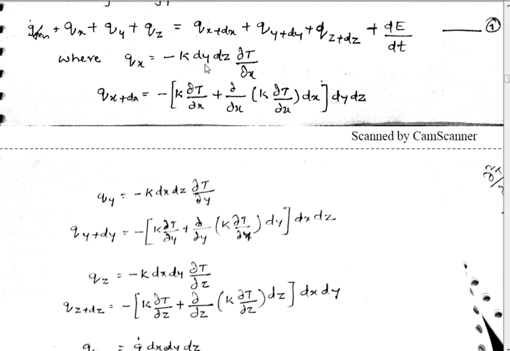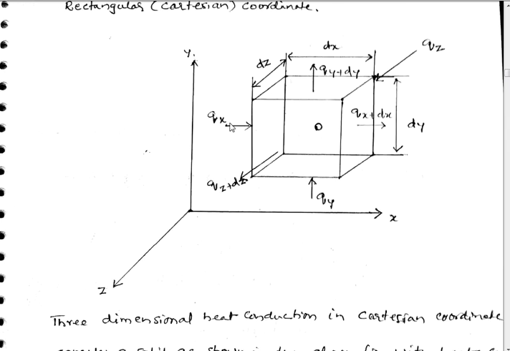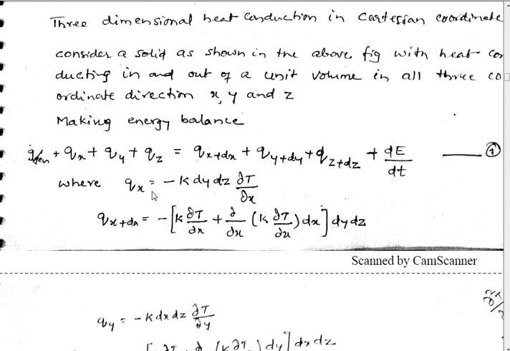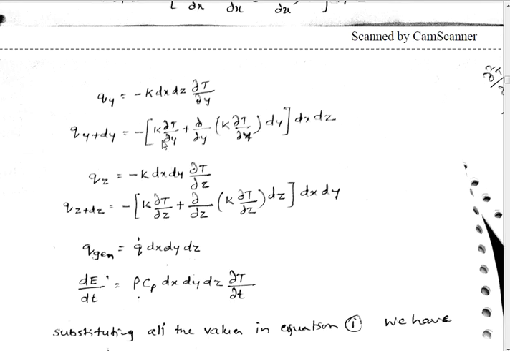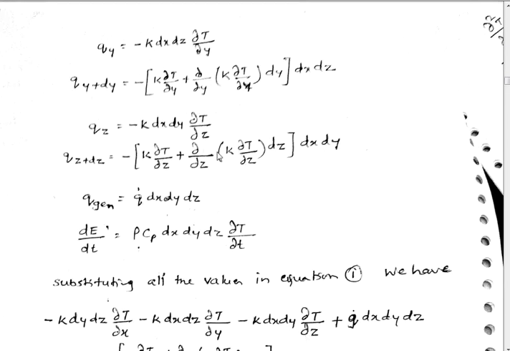In the x direction we take the area, here dy and dz, which is the surface area normal to the heat transfer that we have taken. Similarly in the y direction, the area will be the area normal to heat transfer, that is dx dz, times ∂T/∂y. And qy plus dy is minus k ∂T/∂y plus ∂/∂y of (k ∂T/∂y) dy, times dx dz.